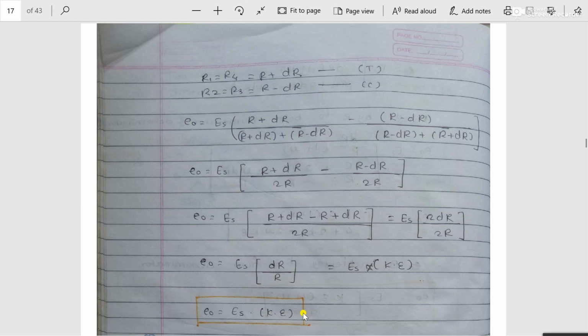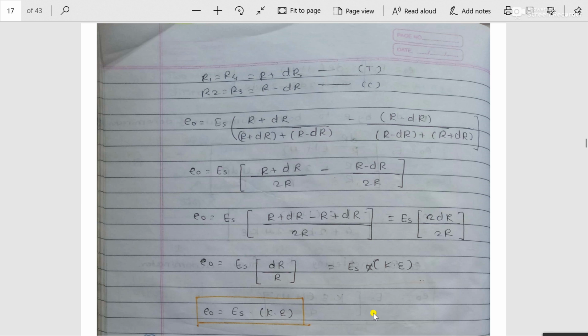Means once again, if I increase the number of strain gauges from 2 to 4, the output of the Wheatstone bridge circuit increases, and it is twice that of the 2-arm sensitive bridge circuit. So this is about the 4-arm sensitive bridge circuit, in which 4 strain gauges are used simultaneously, and from that we have derived the output E0 is equal to Es into K into epsilon. And from these 4 configurations, we can say that if the number of strain gauges increases from 1 to 2, and from 2 to 4, the output of the bridge circuit also increases.